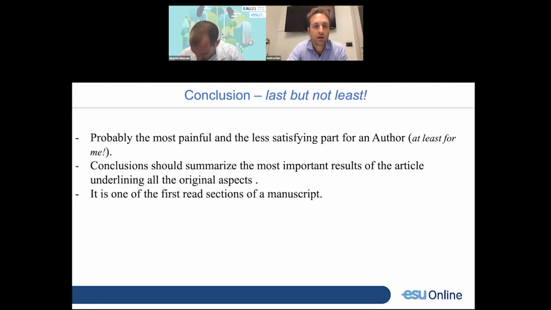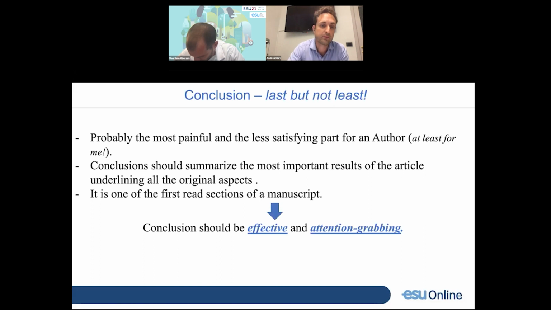Also, conclusion is one of the first read sections of a manuscript, because usually the readers start with the abstract. Of course, they read the aims of the study at the end of the introduction, then they move to the results and take a look at the figures and the tables, and then probably they jump from discussion to the conclusion section. They usually read the conclusion, and probably, basing on the conclusion, they will decide to read or not your manuscript in detail. So this is very important. And for this reason, conclusion should be effective and attention-grabbing.